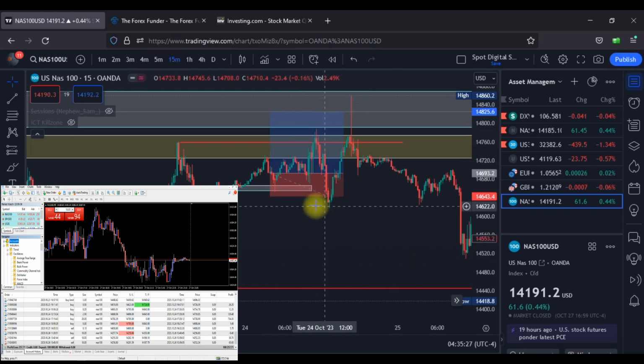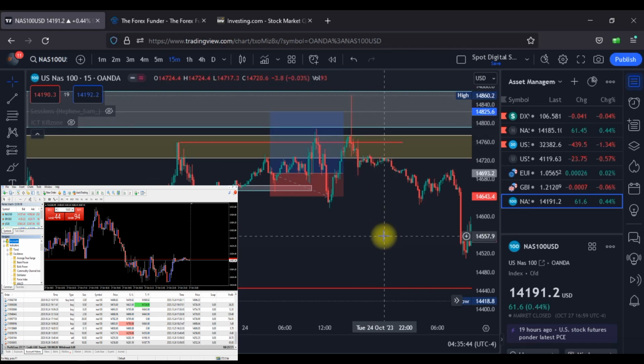However, price came down for the stop loss, took it out, and ultimately moved to the level I outlined, and even went further, almost reaching the 100% level, past 50 and past 75% of this range of that fair value gap. So this is how we trade.